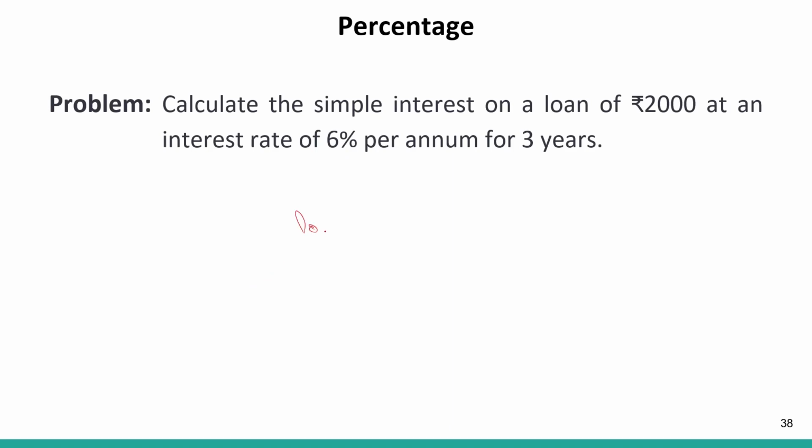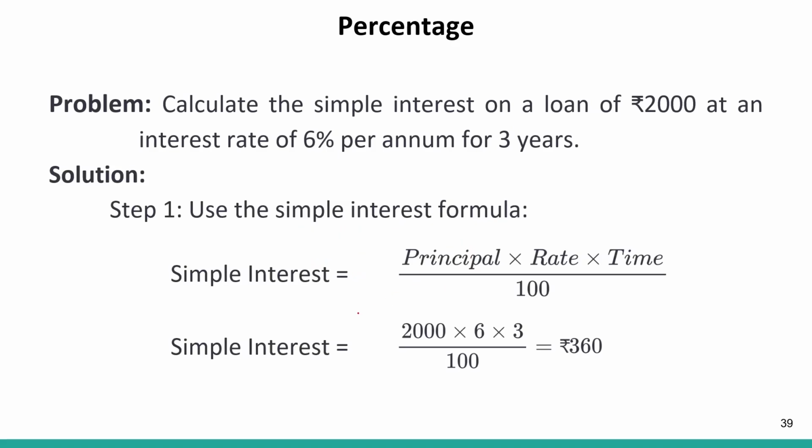Okay, so loan amount 2000 rupees. So at an interest rate equal to 6% per annum, and time period is 3 years. Okay, so you have 3 years as time period, 6% as interest rate, and loan amount is 2000. So we want to calculate the simple interest. So use the simple interest formula.